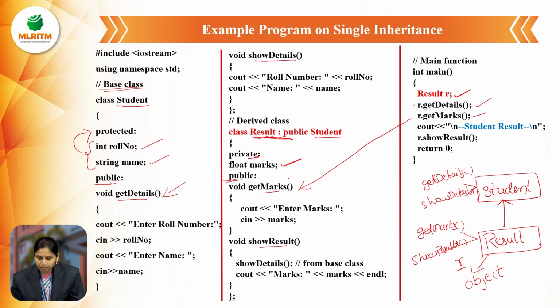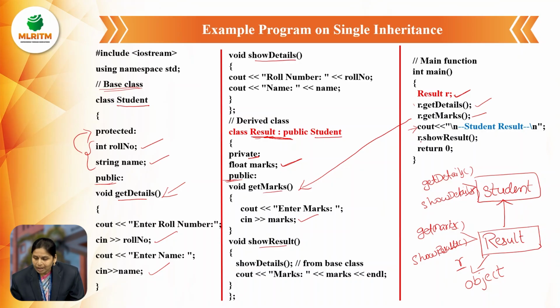Next, when we call the get marks method, here cout enter marks, it reads the marks value. So in get details, we are reading roll number and name. By using this get marks method, we are reading the marks also. So 3 input values are read by using these 2 methods. Next, execute cout student details, it prints the details.